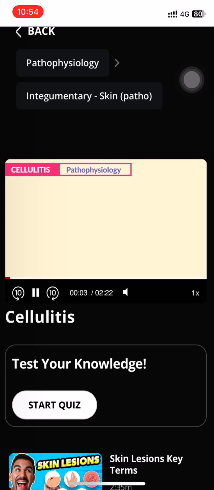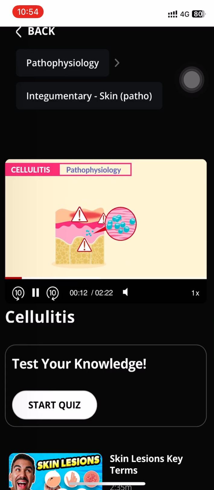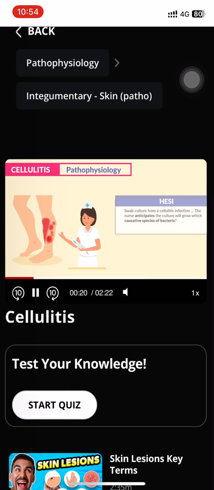So the pathophysiology: it's a bacterial skin infection of the deep dermis and subcutaneous tissues, typically caused by a staph infection, like Staphylococcus aureus. Now, it's normally found in a lower limb, near the tibia, for example. So HESI mentions, swab culture for cellulitis infection. The nurse anticipates the culture will grow which causative specimen of bacteria?